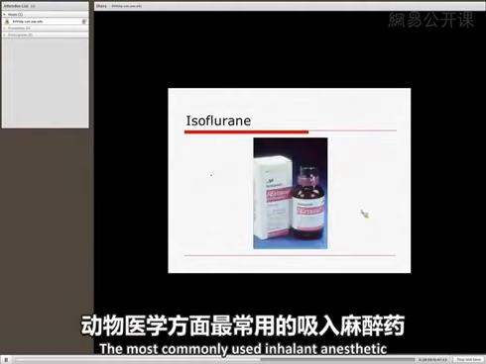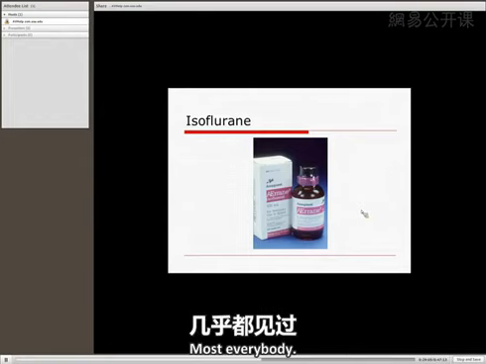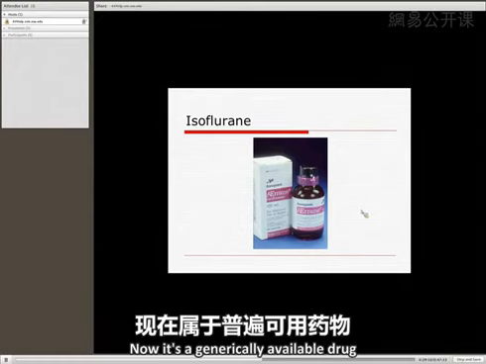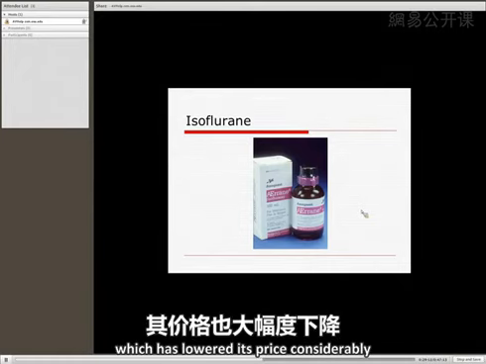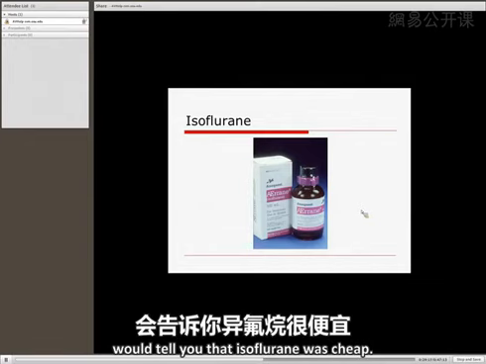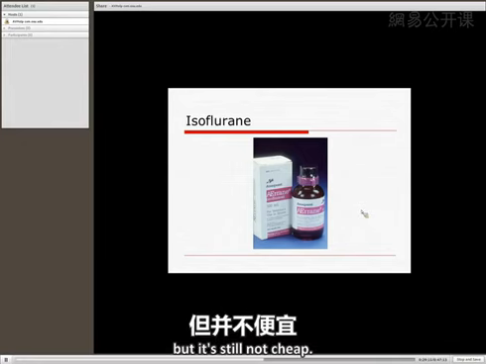The most commonly used inhalant anesthetic in veterinary medicine is isoflurane. How many have seen isoflurane used? Most everybody. It was originally sold as Forane. Now it's a generically available drug, which has lowered its price considerably, but I don't think any veterinarian would tell you that isoflurane was cheap. But it's cheaper than sevoflurane, but it's still not cheap.